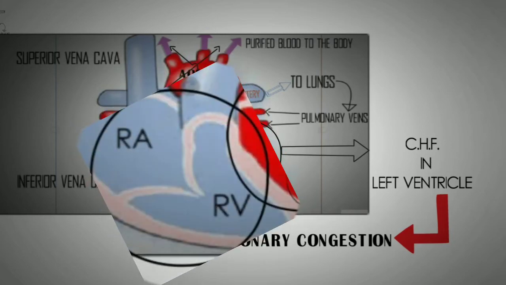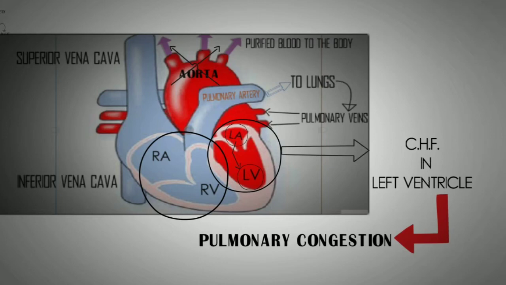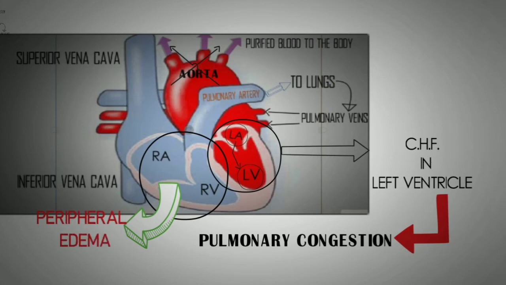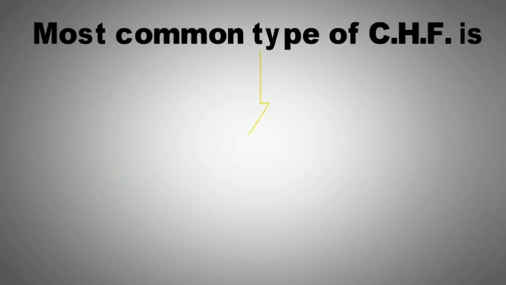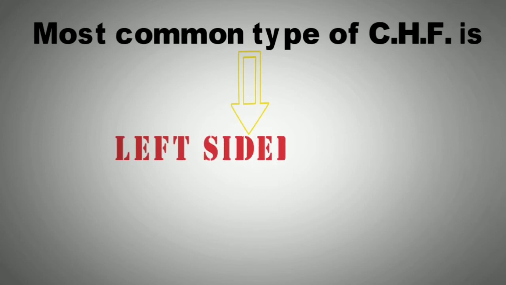Similarly, on the right side of the heart, when the blood cannot be pumped from the right ventricle into the lungs, a part of it is retained in the right ventricle. Because of this accumulation, the right ventricle is unable to accept blood from the right auricle, which in turn comes from the inferior and superior vena cava. Hence, right-sided CHF always leads to peripheral edema. Remember, right-sided CHF always leads to peripheral edema, and left-sided CHF always leads to pulmonary edema or pulmonary congestion. The most common type of congestive heart failure is left-sided CHF, which is categorized further into two types. The first one is systolic dysfunction, and the second one is diastolic dysfunction.